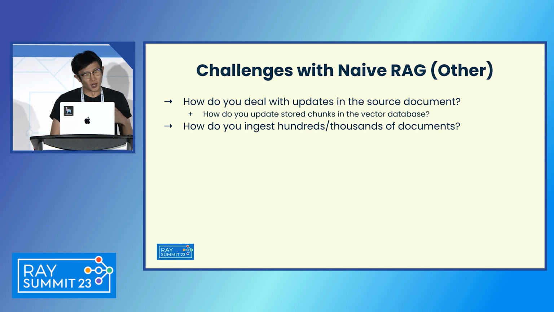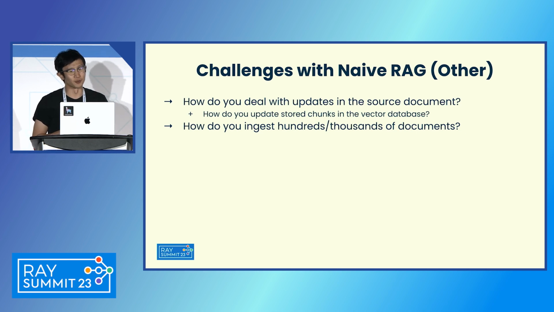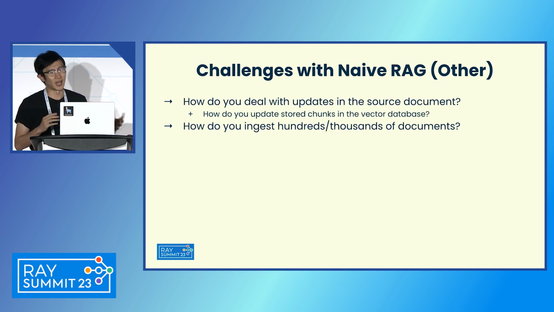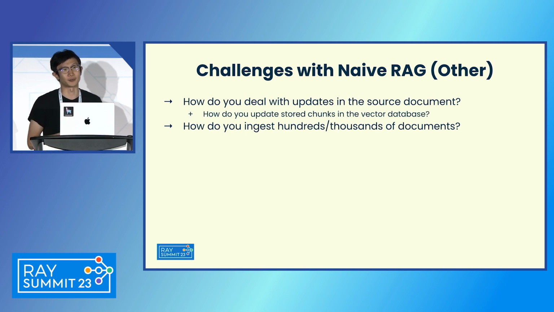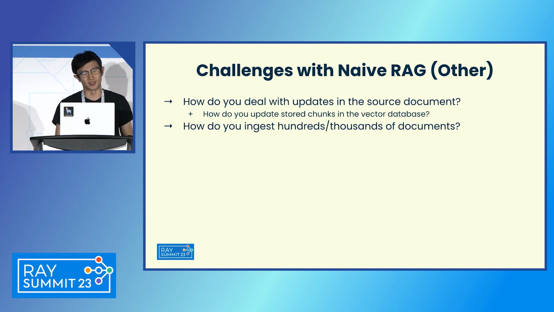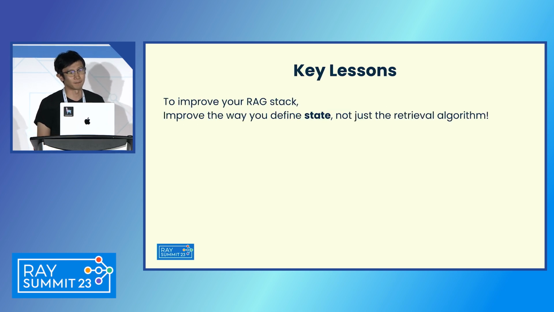So stuff that's not response quality related includes the following. How do you deal with updates in the source document? If your PDFs actually change or you have new Slack conversations and you're using that as a data loader, how do you propagate these updates into your downstream vector store, which contains the chunks of the original text? And then system-wide, how do you ingest hundreds and thousands of documents in a scalable, robust way?